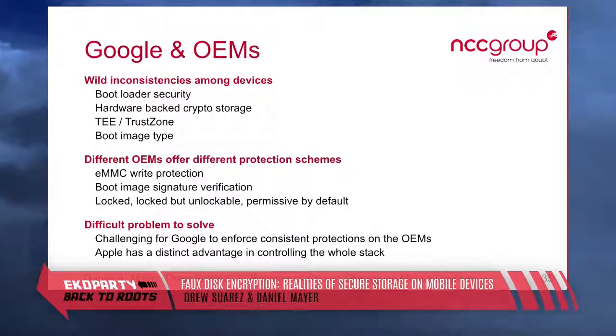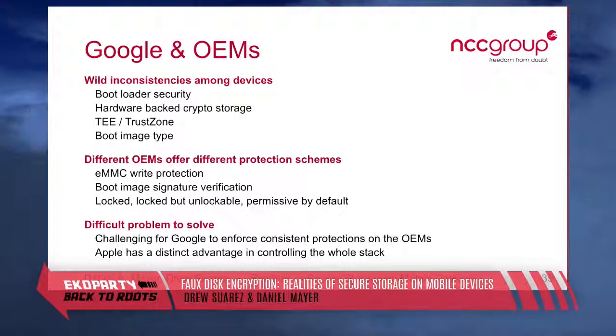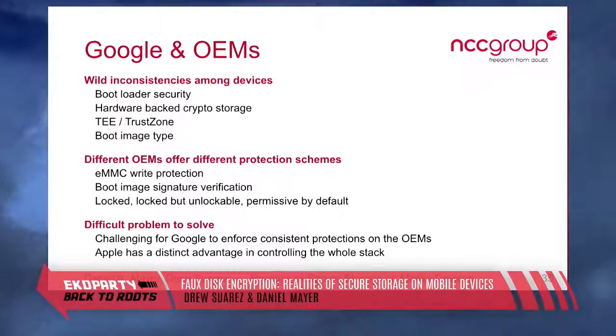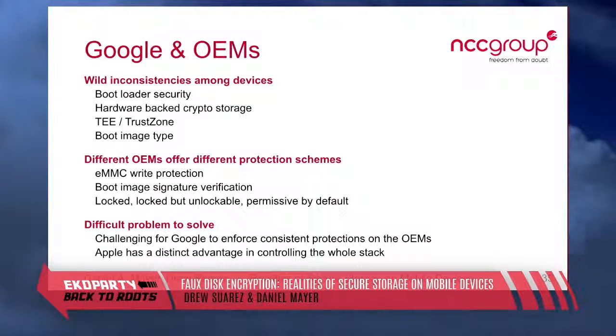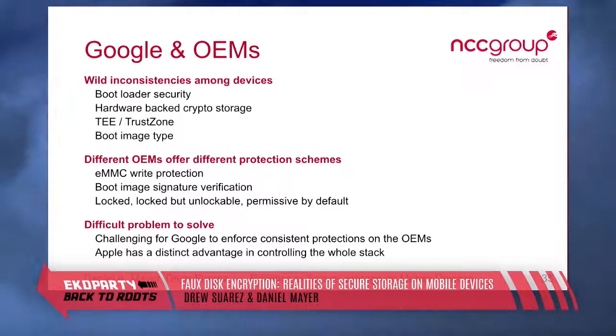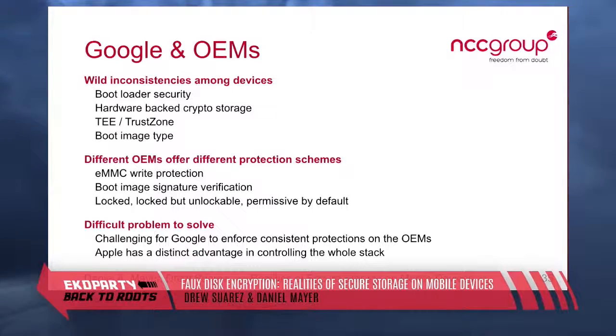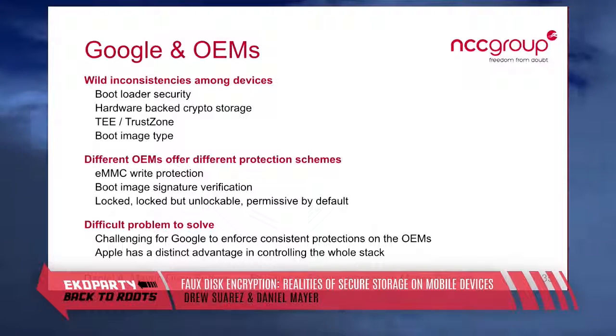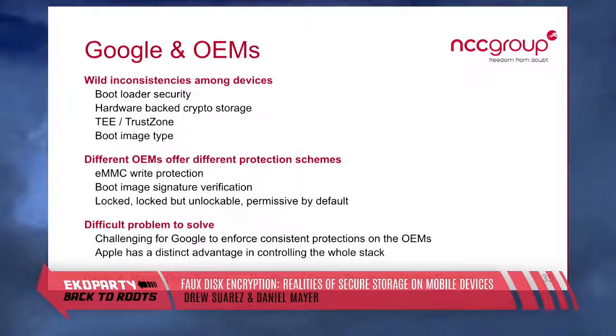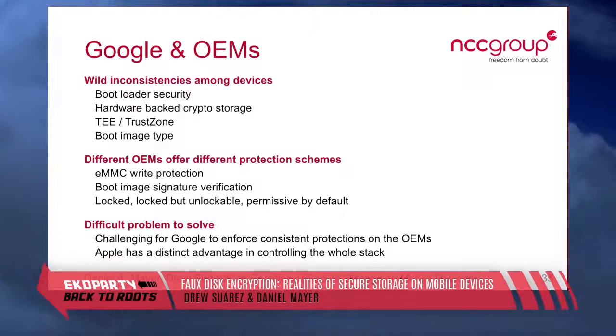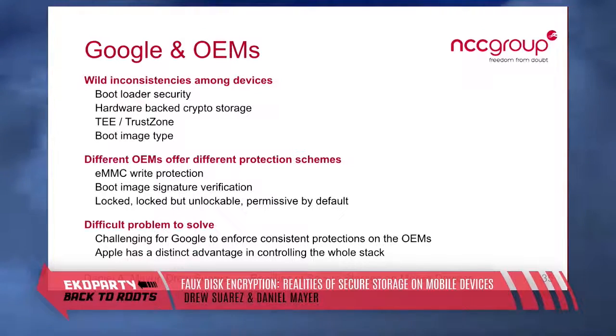We have things like signature verification, which will come into play very shortly here. Some check the signature of the boot images, some do not. And then we have locked bootloaders, locked but unlockable, like your Nexus or HTC programs or any of the other developer-friendly options that allow you to enroll and then unlock the bootloader. And then we have, sadly, very permissive by default. This becomes a very difficult problem for Google to solve because they can't really force their OEM partners to do specific things as much as I think they would like to. And sort of back to what Daniel was saying, iOS has a very distinct advantage here because they control everything. So they can make their system much more cohesive and secure, in my opinion.